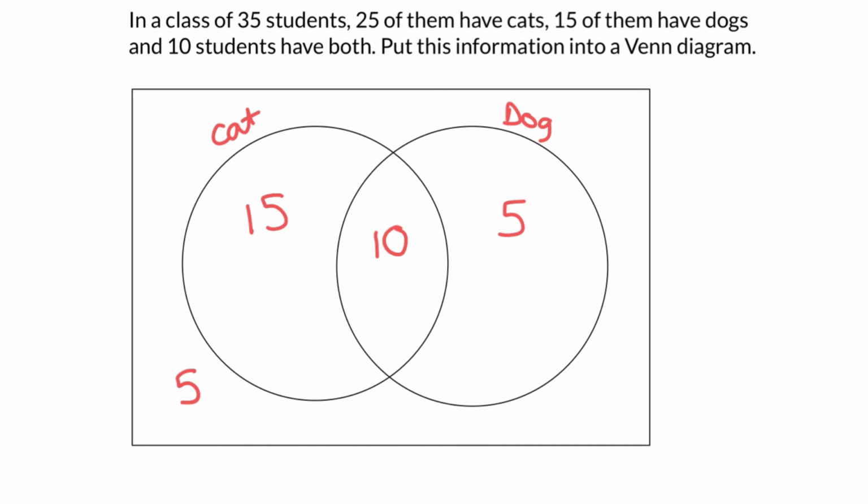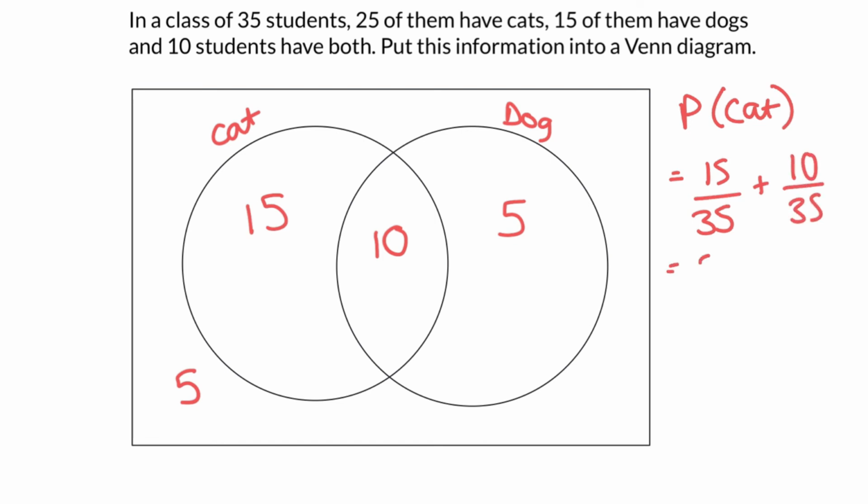So like a tree diagram, we can use this information to work out the probabilities of certain events happening. So if we picked a student at random, the probability that they owned a cat would be the probability of them owning just a cat, which is 15 over 35, added together with the probability that they owned a cat and a dog, which is 10 over 35. So that would give us a total probability of 25 over 35, or 5 over 7.